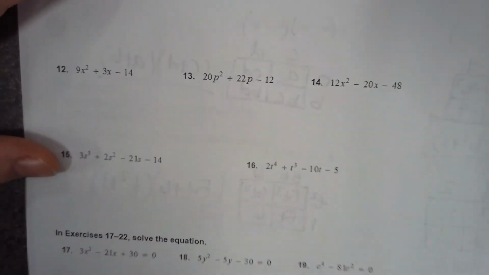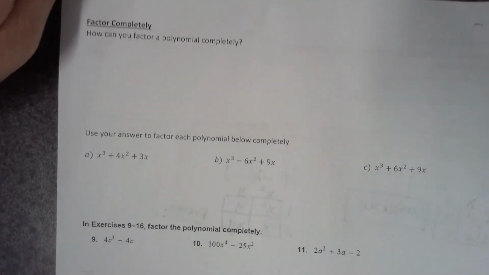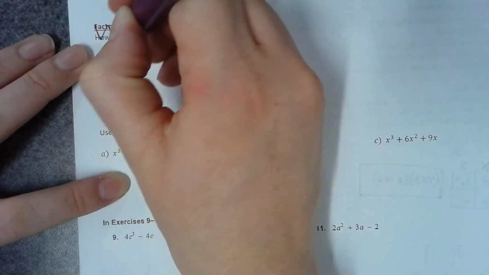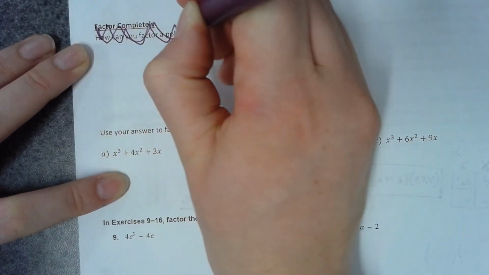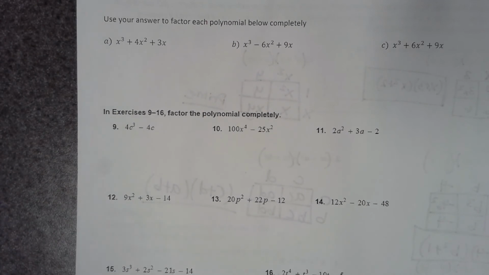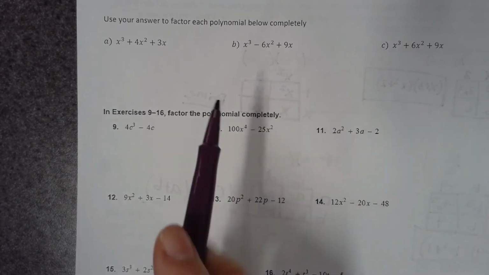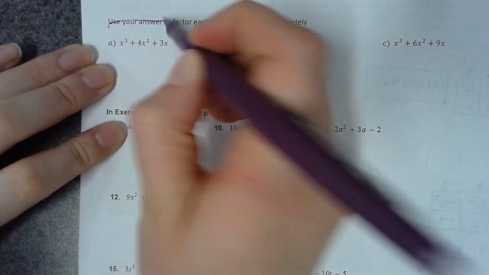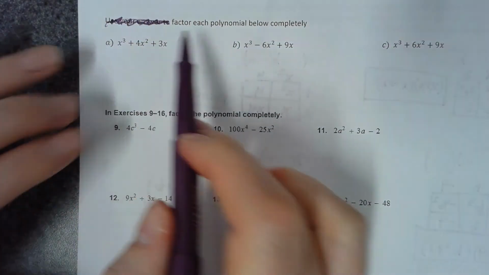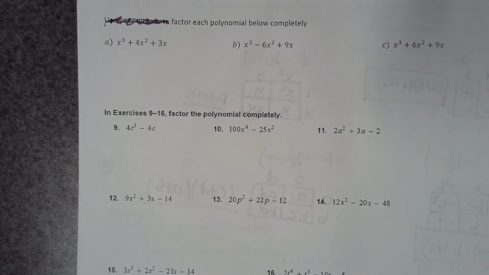Okay, so flip your page now. So we're up here. You can factor polynomial completely. I'm going to actually have you skip that question. So we're just going to skip that so you can cross that out. Okay, so now we're going to go down. And so what you're going to do is you're just going to factor each polynomial below completely. You don't have to use your answer from above.